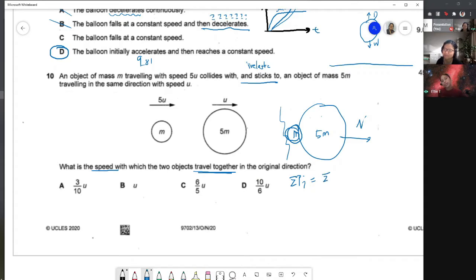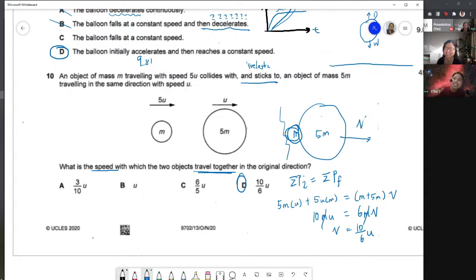So you need to use your conservation of momentum. Total momentum before equals total momentum after. So that will be 5mu plus 5mu. That's the total momentum, the small ball and big ball, equals to total momentum after. So 6mv, because they move together, so they should have the same speed. So now we need to find the v. You rearrange everything so that v equals 10 over 6 u. So easy. No ratio of kinetic energy, nothing.